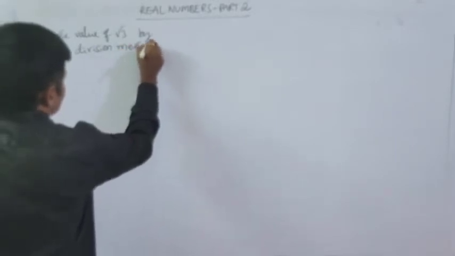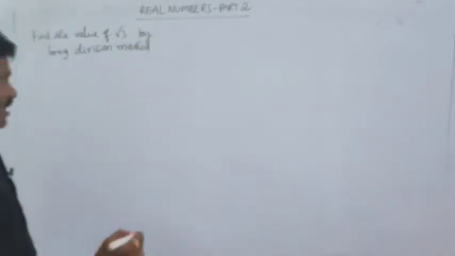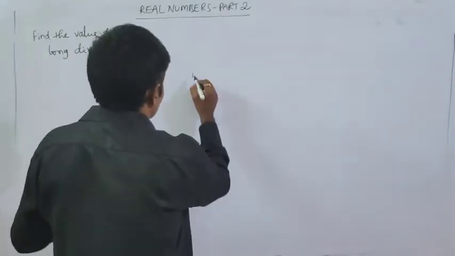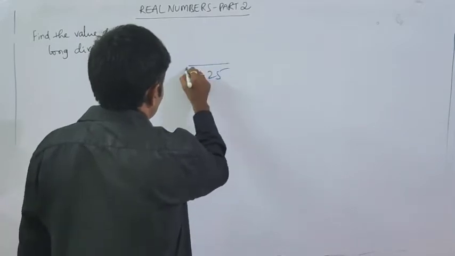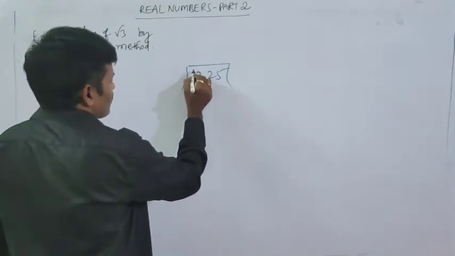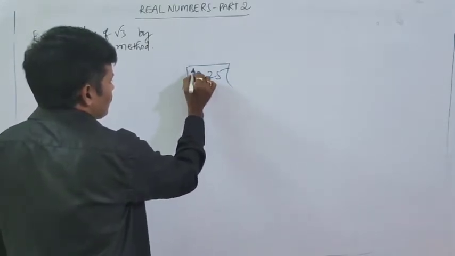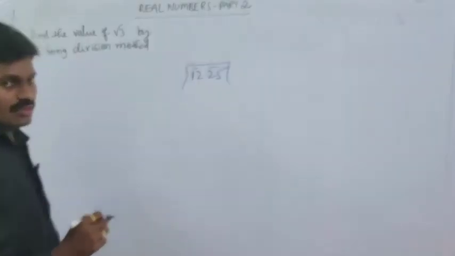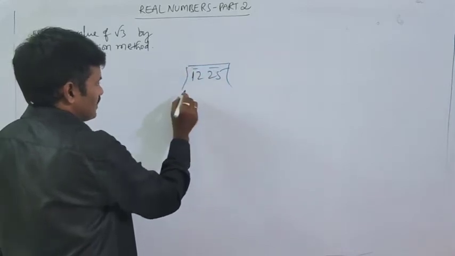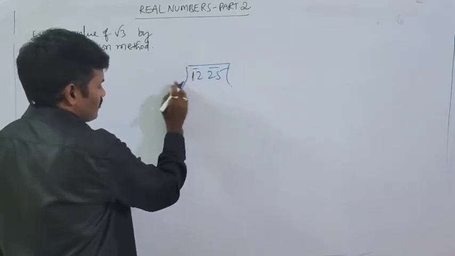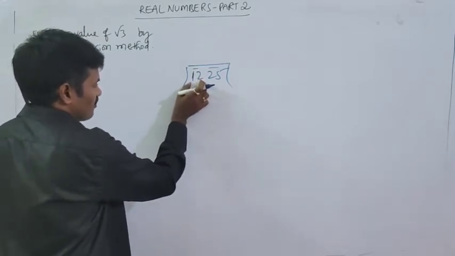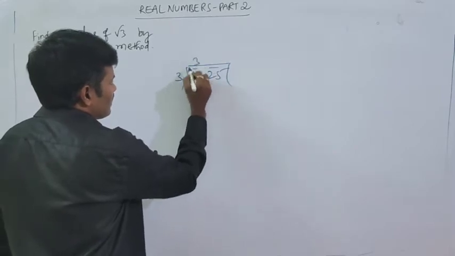To recall it, let me take one example: 1225. How to find the square root of 1225? As we know, it is a perfect square. First we write the given number like this, and we make pairs, 2 digits as one pair, and we write a bar over them. We start the division from the left. In this 12, what is the nearest perfect square to 12? 9. So 3 3s are 9.